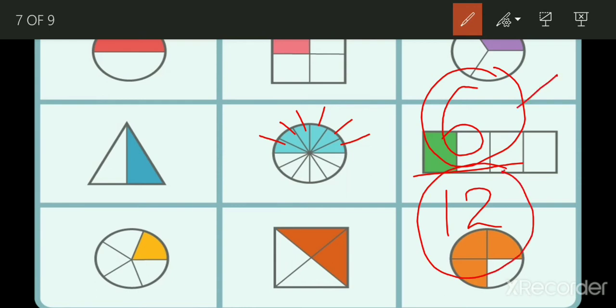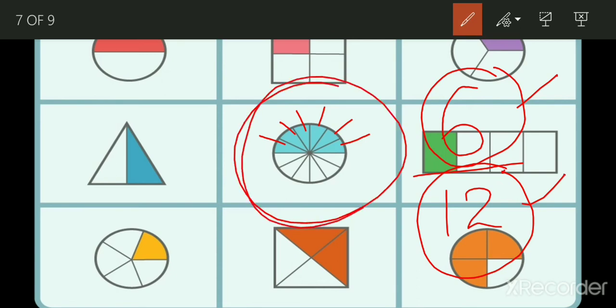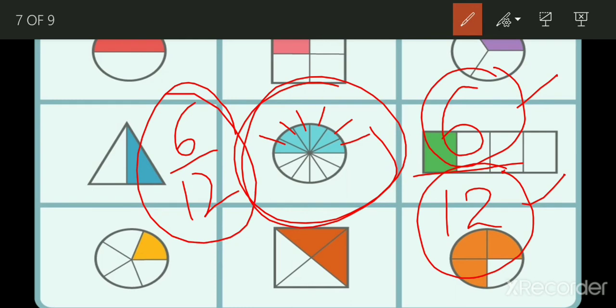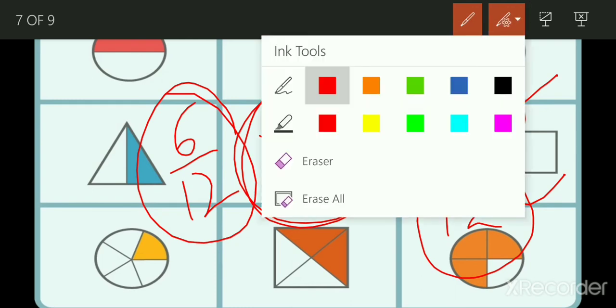6 parts out of 12 are shaded with blue color. So the fraction for this is 6 upon 12. Right? I hope you understand this.